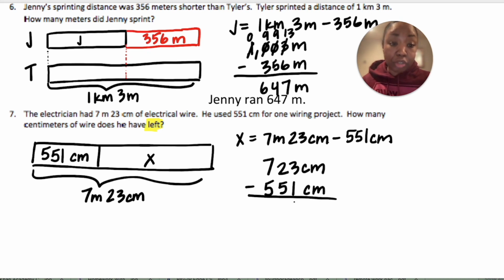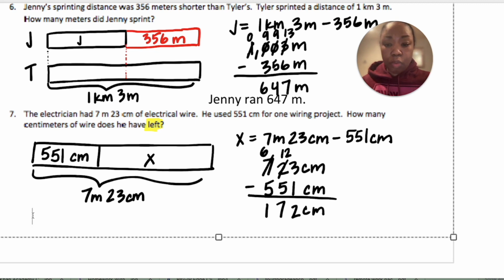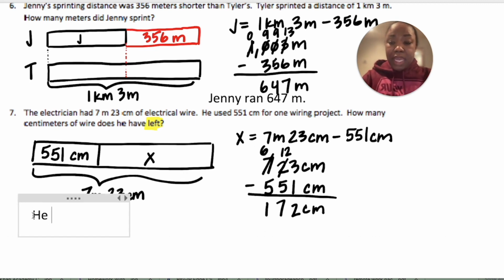I can do 3 minus 2, but I can't do 2 minus 5. So I'm going to take from the 7, it becomes 6. This 2 becomes 12. Now I can subtract. 3 minus 1, 2. 12 minus 5, 7. 6 minus 5, 1. So he has 172 centimeters of wire left.